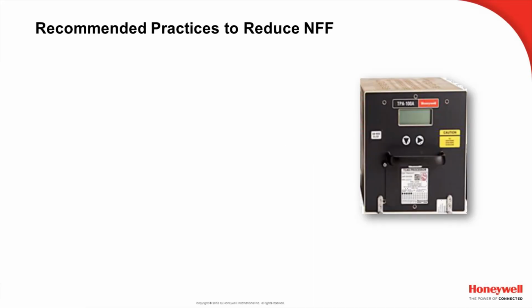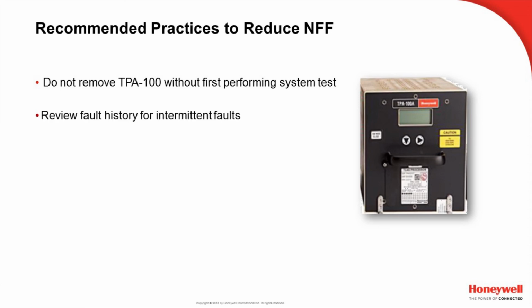So last, in summary, just some recommended practices to reduce no fault found. First, number one, don't remove a TPA-100 without first performing the system test. You need to run that test. You need to see why it is actually failing, because it may be one of the contributing systems. Next, use the front panel or TREX to review the fault history and examine for any intermittent faults that may be occurring. So look at the history of system performance.